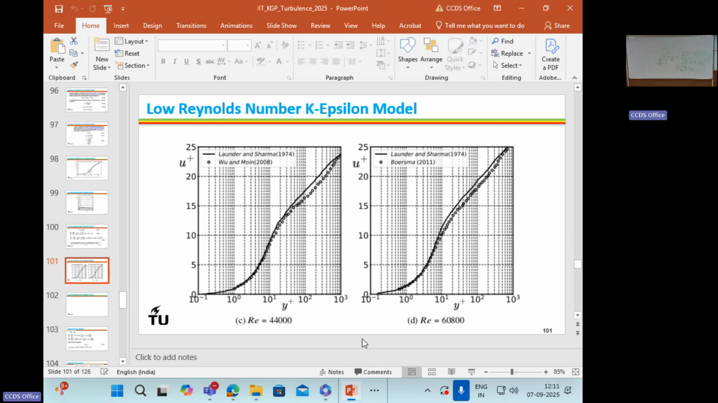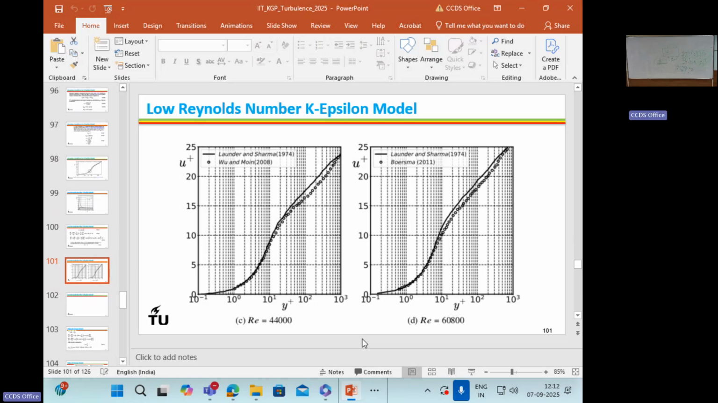Now it is clear what a low Reynolds number model is. The low Reynolds number models integrate up to the wall, meaning they solve the flow field throughout the domain. High Reynolds number models don't solve it in the cell adjacent to the wall; the rest is where they solve it, right? But the issue with the low Reynolds number model is that you need additional damping functions and additional parameters. That's again problem specific. There are Launder Sharma and some other models.